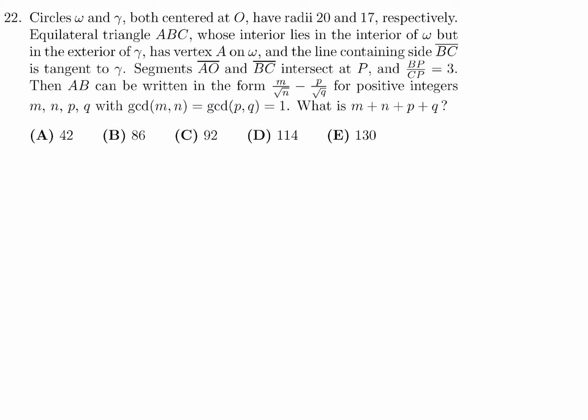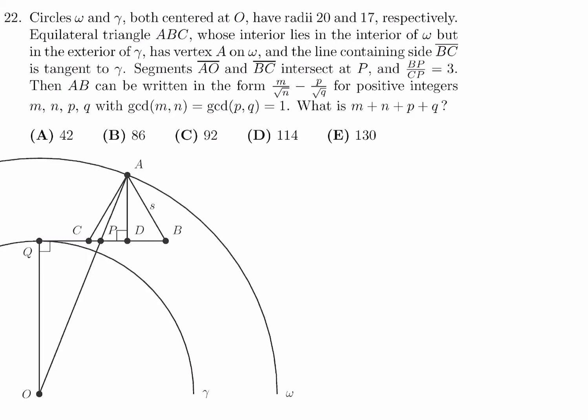BP over CP is 3. Then AB can be written in the form M over root N minus P over root Q. What is M plus N plus P plus Q? Here is a very helpful diagram that illustrates the question exactly the way it is according to the information in the question stem. So now we will start.